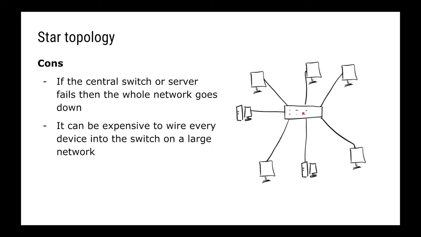So a star topology has quite a lot of cable involved, which obviously can be a little bit expensive. And also you've got to have these switches, and they cost money too, so there's a bit of cost there. But really, the main worry is if the central switch goes down, then the whole network goes down too.